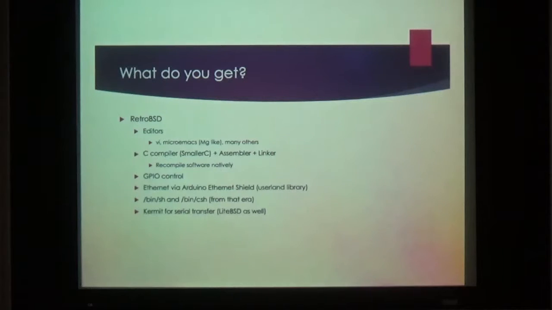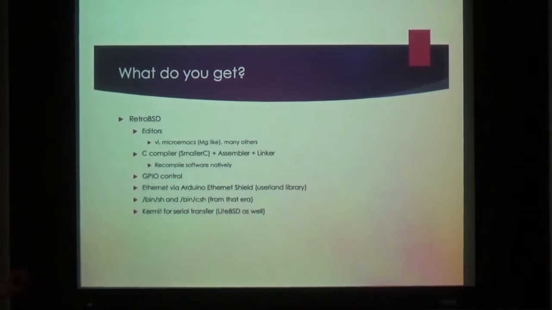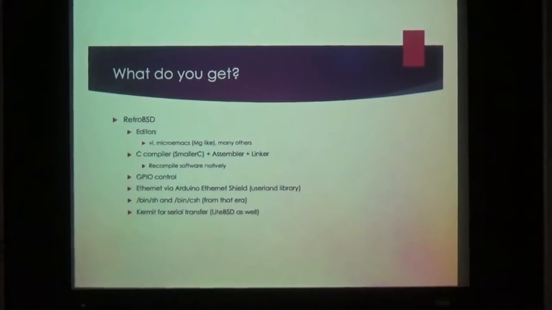So what do you get with Retro BSD? Not only do you get 2.11 BSD, you get some fancy editors called vi, another fancy one called Emacs. Well, kind of Emacs, it's the micro Emacs. The cool thing about Retro BSD is that even with the small amount of RAM you get, you still get a C compiler, an assembler, and a linker. And you can, in fact, recompile the system on itself, which I think is really neat for something that tiny.